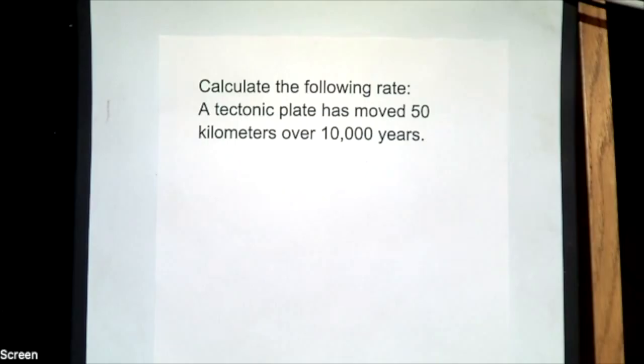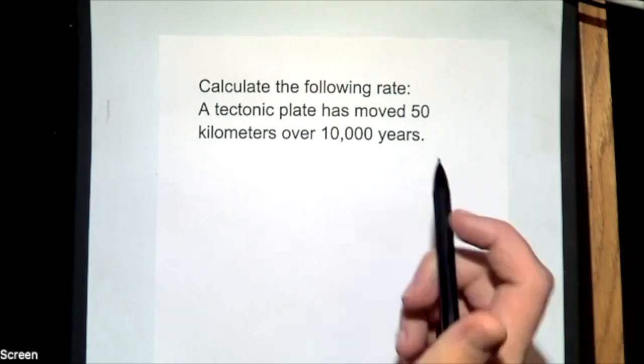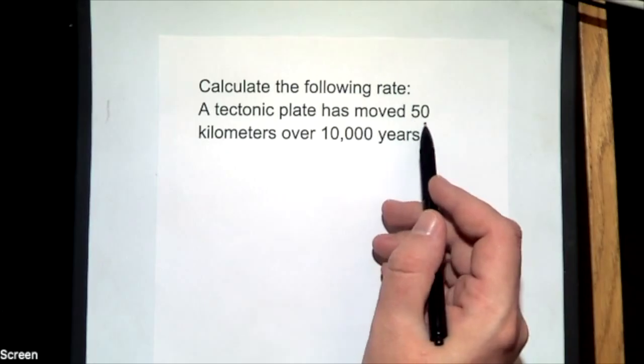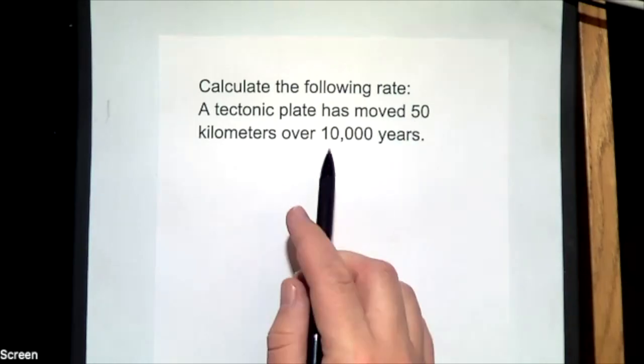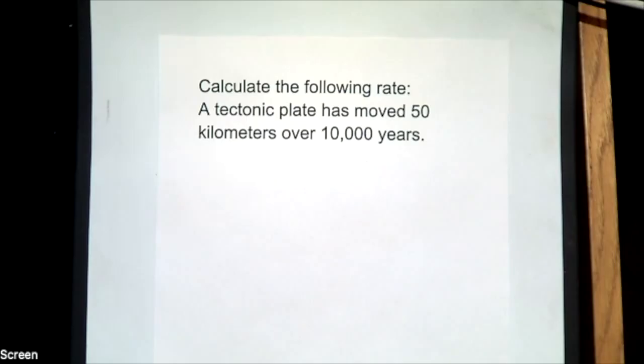In this one, we are learning how to calculate a rate. Now, a rate is really just a comparison between two different measurements. So in this case, I have quite a simplified version of it. We are going to have something comparing a distance, 50 kilometers, comparing that to a time, 10,000 years.